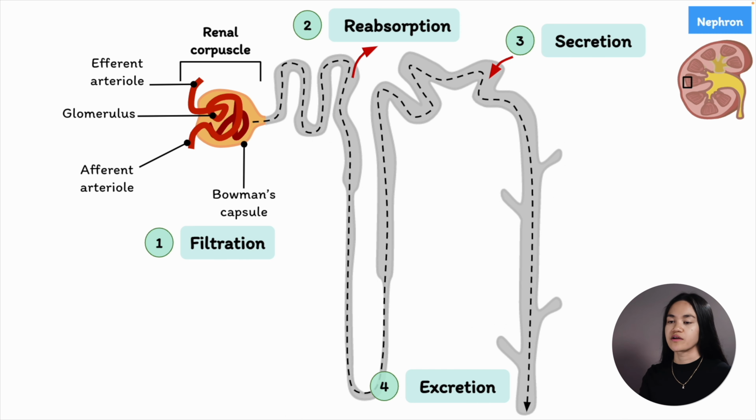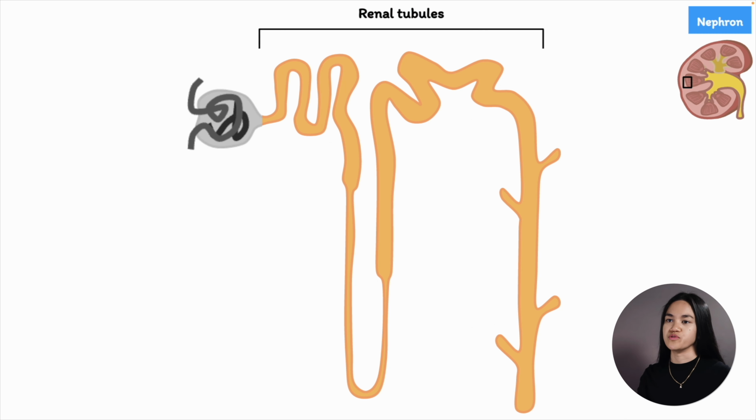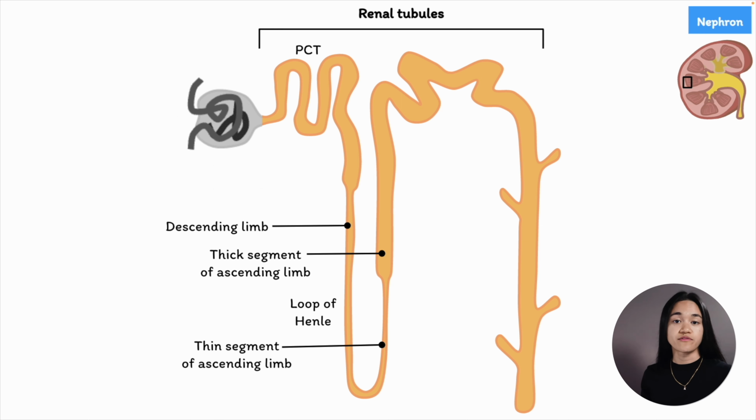The second part of the nephron is the renal tubules. We have the proximal convoluted tubule, which is this part here that connects with Bowman's capsule, then the loop of Henle. The loop of Henle is short for cortical nephrons, whereas for juxtamedullary nephrons, the loop of Henle goes all the way down to the medulla. Then we have the distal convoluted tubule, and finally the collecting duct.